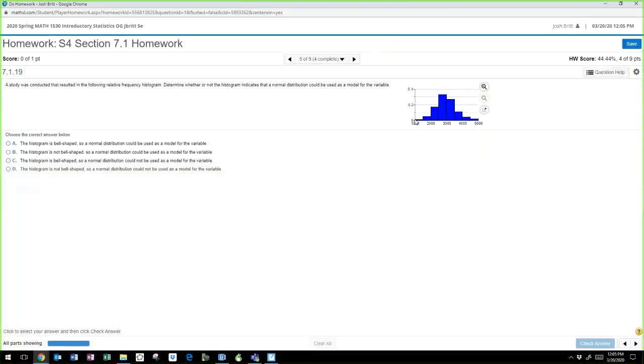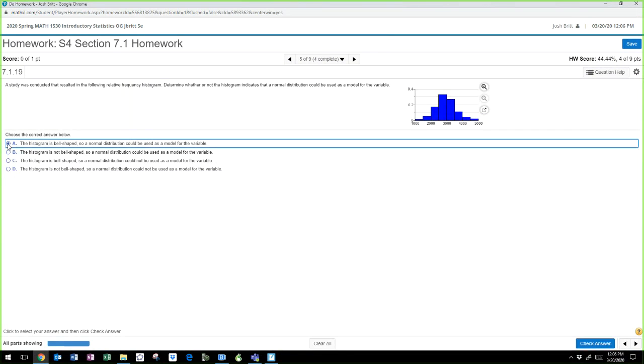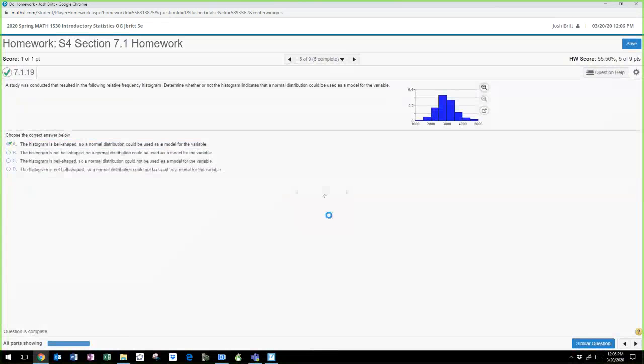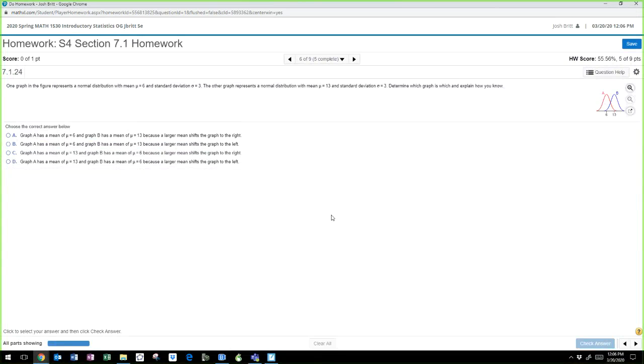Is this bell-shaped? If it's roughly bell-shaped, if you can roughly draw a bell curve, then it is bell-shaped. So the histogram is bell-shaped, so it's either A or C. So a normal distribution could not be or could be, so we're going to choose could be, used as a model for this variable. 7.1, by the way, is very short and quick. 7.1 shouldn't take you much time.